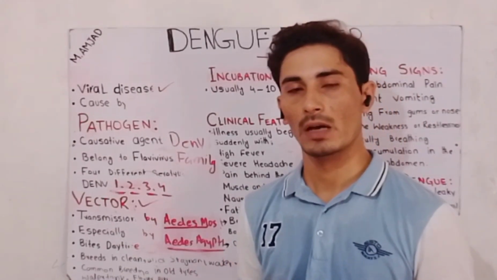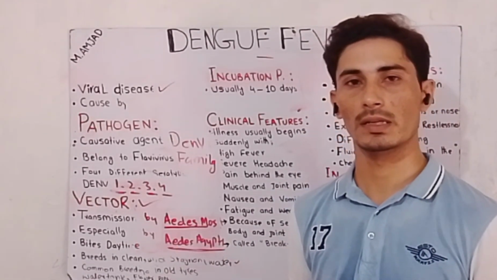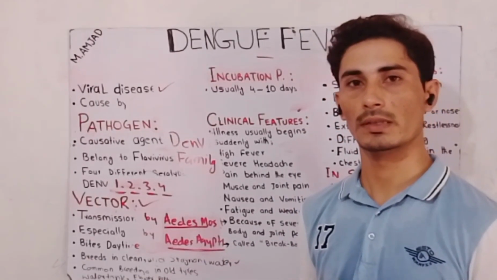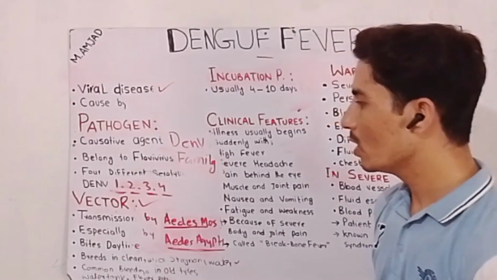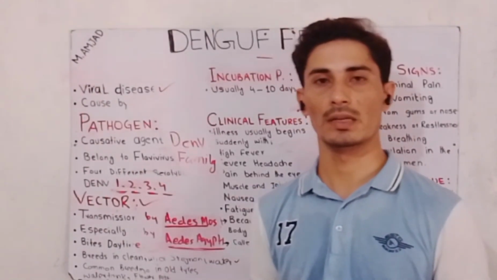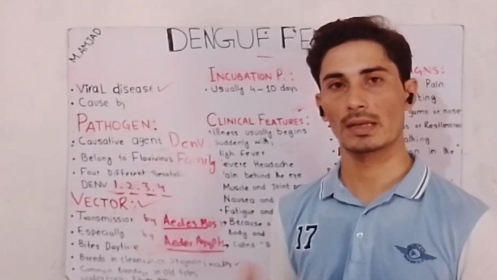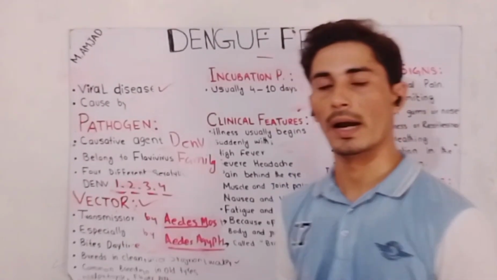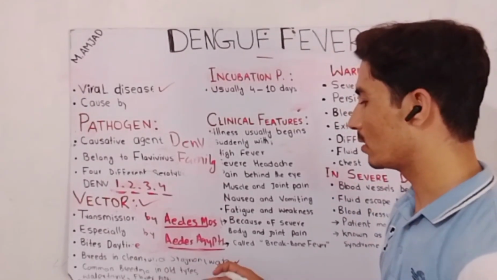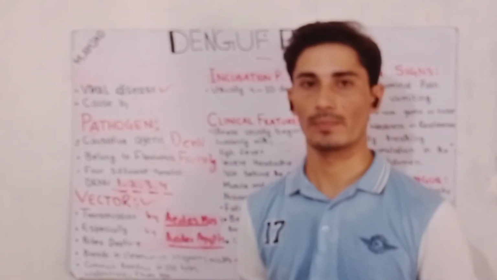to another. Then we talk about the characteristics, I mean how they behave, where they live, and how they increase in number. They are more active at daytime, meaning they bite and infect people in the daytime, and they breed in clean and stagnant water, most commonly in water tanks, oil tanks, and flower pots.